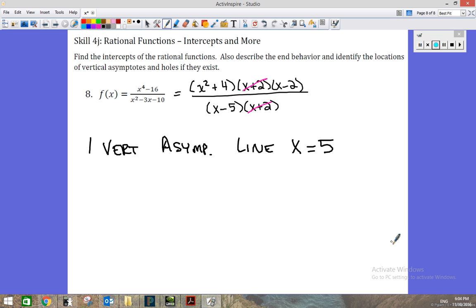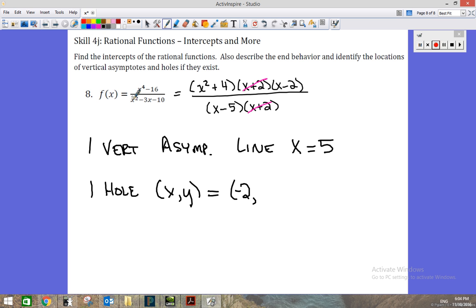Now, for holes, you look and see what canceled, and you set it equal to 0 and solve. So x plus 2 equals 0. X is going to be negative 2. So there's one hole in the graph. We need to provide an x coordinate and a y coordinate. The x coordinate is going to be negative 2.